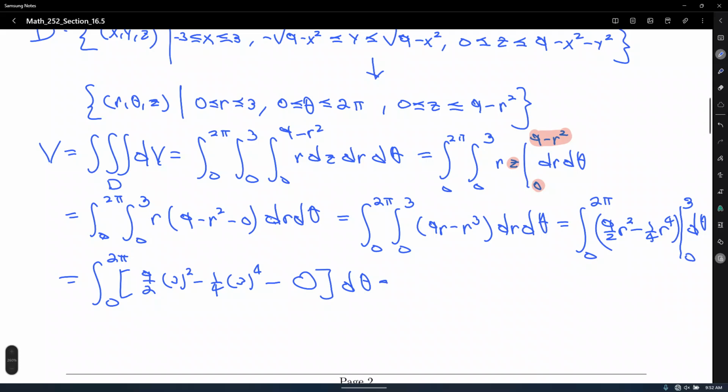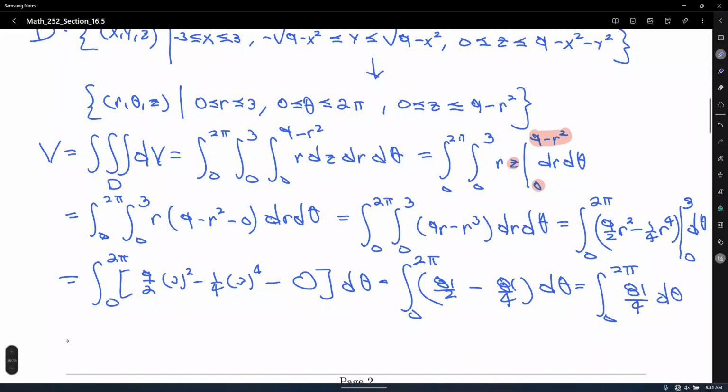And that is 3 squared, which is 9. 9 times 9 is 81, so 81 halves minus 81 fourths d theta, which reduces to the integral from 0 to 2 pi of 81 fourths d theta.